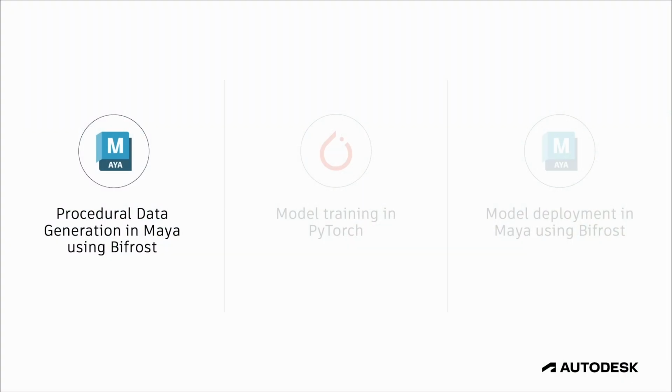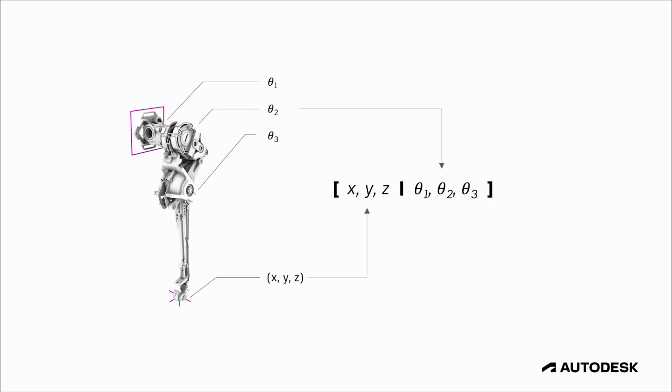In this part, we're going to use Bifrost to build a procedural data generator to generate a data set that we'll use for training our neural network. As a reminder, we want to create an IK solver for this 3-axis mechanical rig, and we're going to use forward kinematics to produce our training data. To generate a training sample, we're going to generate 3 random angles for theta 1, theta 2, and theta 3, run those through our forward kinematic solver, and then measure the resultant end effector location.